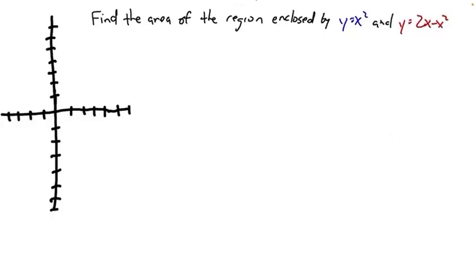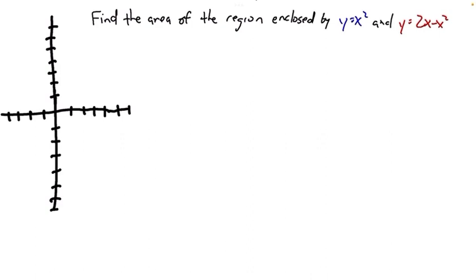Okay, here we want to find the area of a region between two curves. In this case, we want to find the area of the region enclosed by y is equal to x squared and y is equal to 2x minus x squared. Now, the first thing I want to do is notice that we don't have boundaries in this case. Whenever we don't have boundaries, we want to set them equal to each other to create our boundaries.